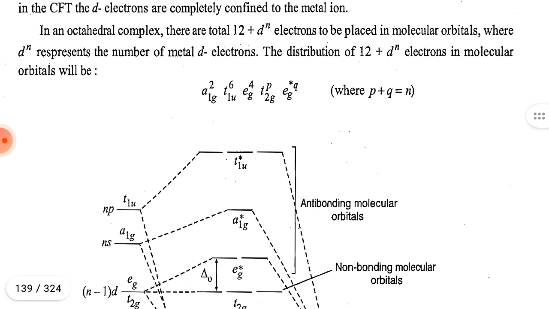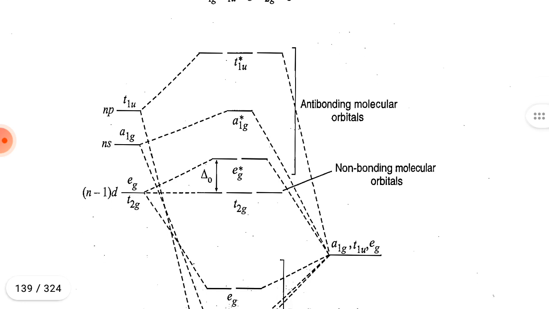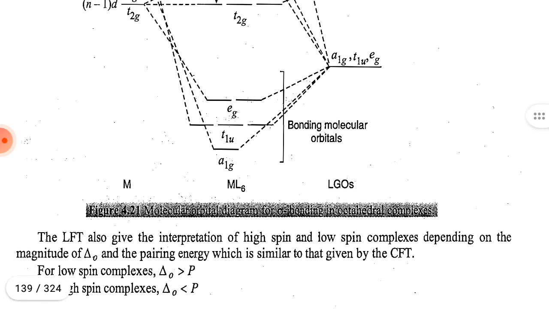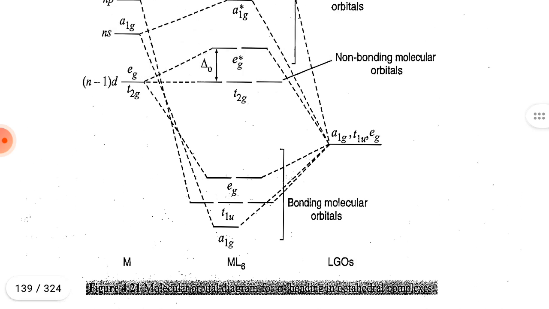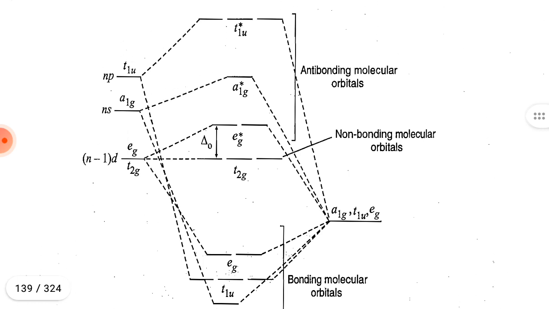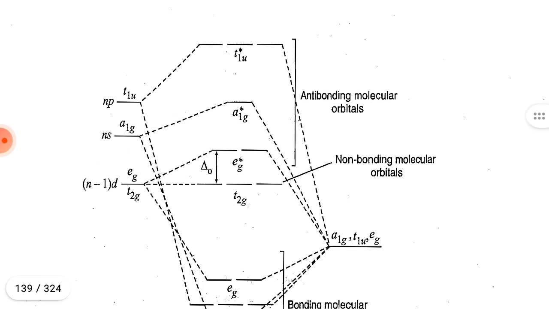The distribution of 12 plus d^n electrons in molecular orbitals will be a1g^2, t1u^6, eg^4, t2g^p, eg*^q, where p plus n is equal to q. a1g, t1u, eg are bonding molecular orbitals, t2g, eg* are non-bonding molecular orbitals, and a1g*, t1u* are anti-bonding molecular orbitals.